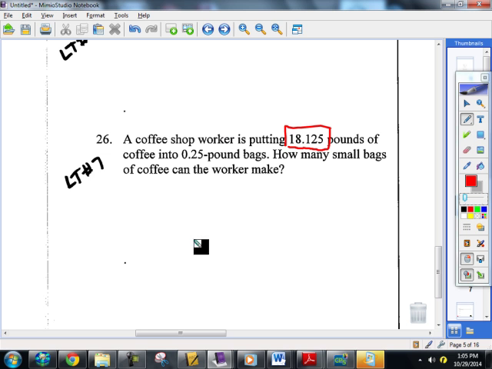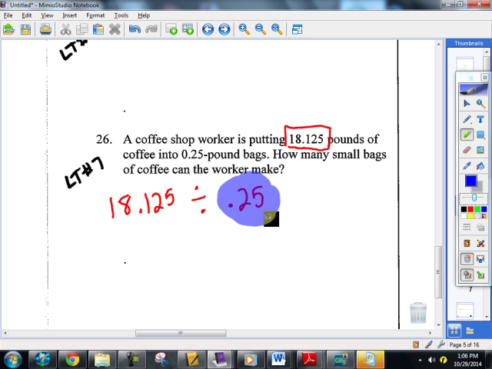So the problem is 18 and 125 thousandths divided by 25 hundredths. What's the first thing we've got to make sure of, though? That divisor must become a whole number. How can I do that? There are a lot of ways to do it, but what's the easiest way? Move your decimal over twice.